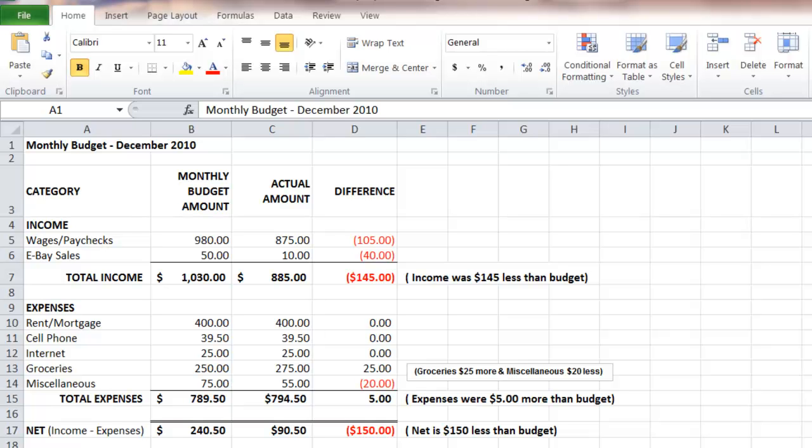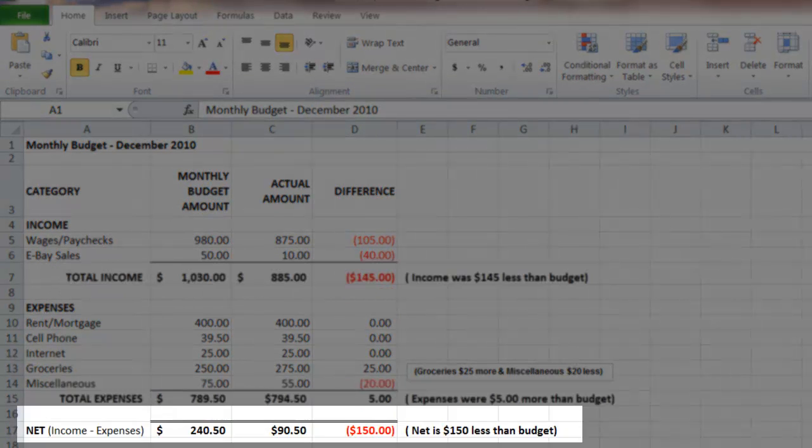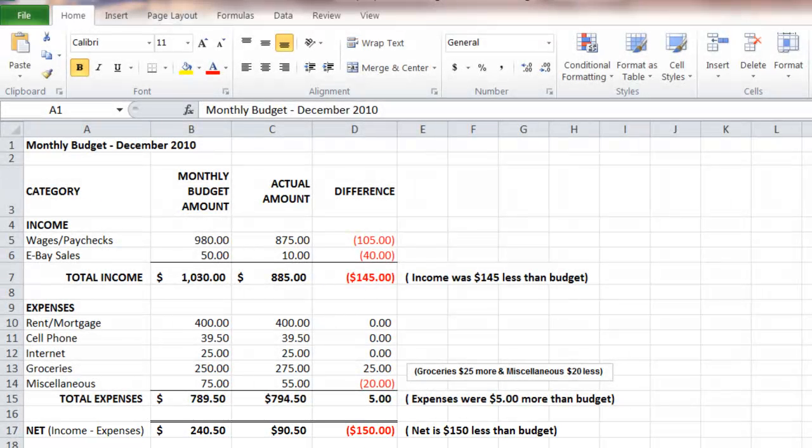Many businesses and individuals use Excel to create budgets and income statements as well as other financial statements. These financial spreadsheets include income amounts, expense amounts, and net amounts. It's a good way to track what money comes in, what money is spent, and how much is left at the end of the month.